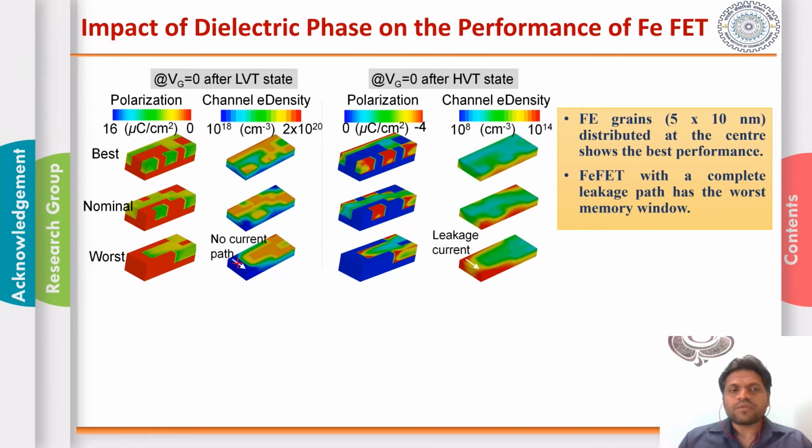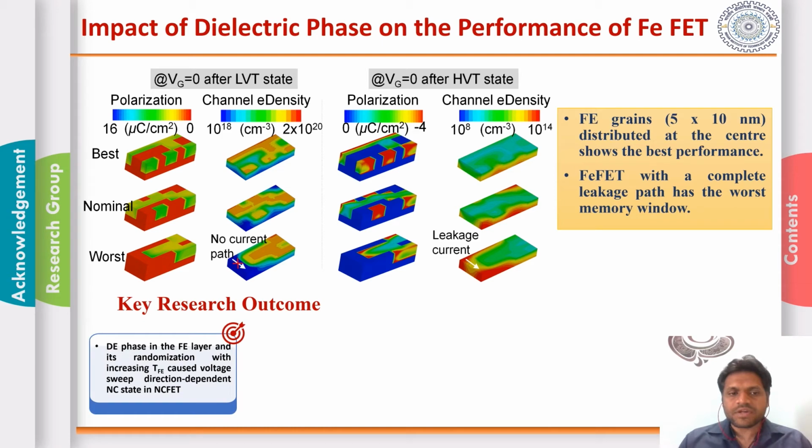So from this, we tried to find out the best possible and worst cases, and we found that when the ferroelectric grains are uniformly distributed in the ferroelectric layer, that case provides the best memory window. When the ferroelectric grains are at either side of the ferroelectric layer, no current path is available, and the effective channel is governed by the dielectric phase, and this provides the worst memory window, and it results in memory window closure. These are the key research outcomes.